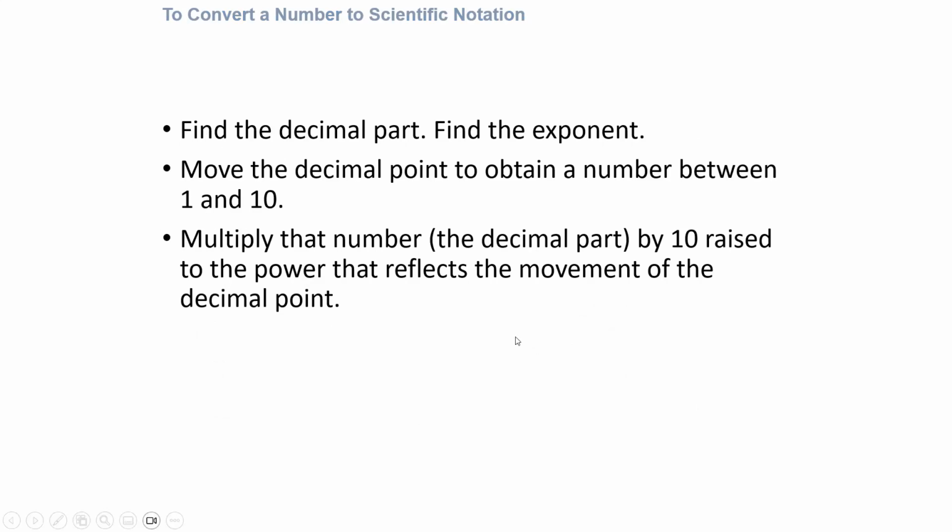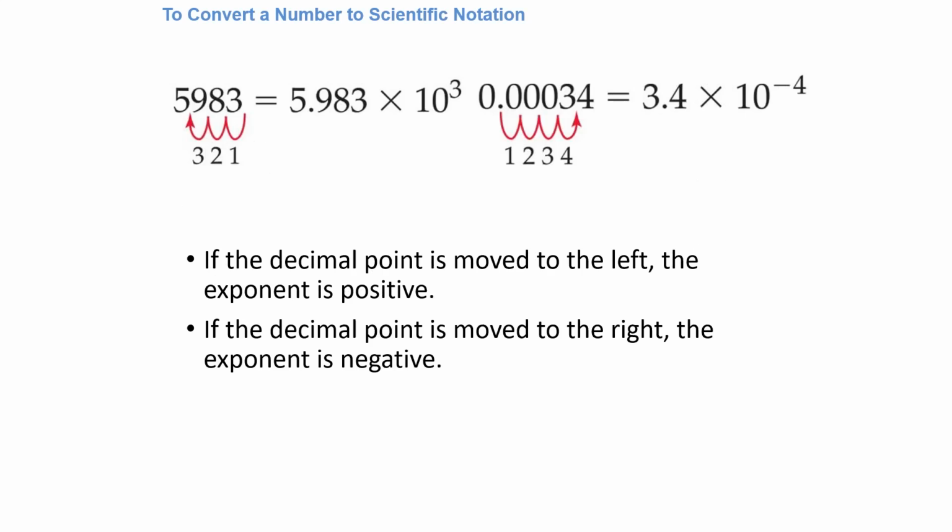To convert a number to scientific notation, you want to find the decimal point, and then find the exponent. Move the decimal point to obtain a number between 1 and 10, and then multiply that number, or the decimal part, by 10 raised to the power that reflects the movement of the decimal point. So that's written out steps, and a lot of people don't do well with just a series of statements, so I'm going to give you some examples.